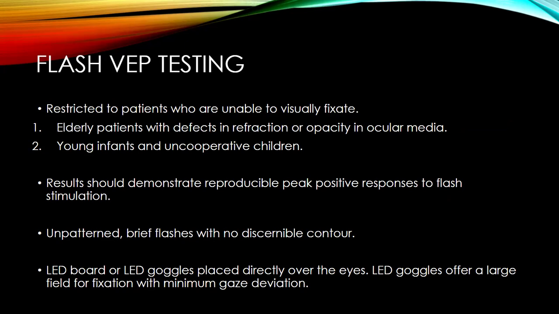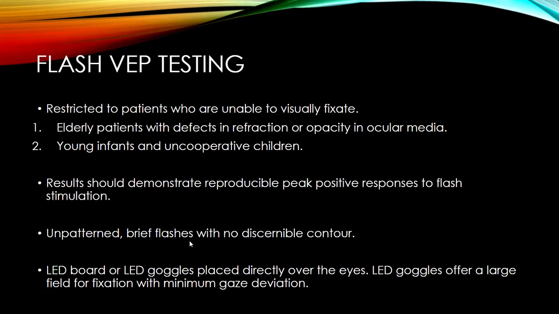Coming to the entity called flash VEP testing, I told you these are unpatterned VEP testings that we do. These are restricted to patients who are unable to visually fixate: elderly patients with refractive defects or opacity in the ocular media, or young infants and uncooperative children. We usually use patterned VEPs; the unpatterned VEPs are called flash VEPs. Results should demonstrate reproducible peak positive responses to flash stimulation. As we give multiple sweeps of the visual impulses, it should always be reproducible. It must be the same tracings that we usually obtain.